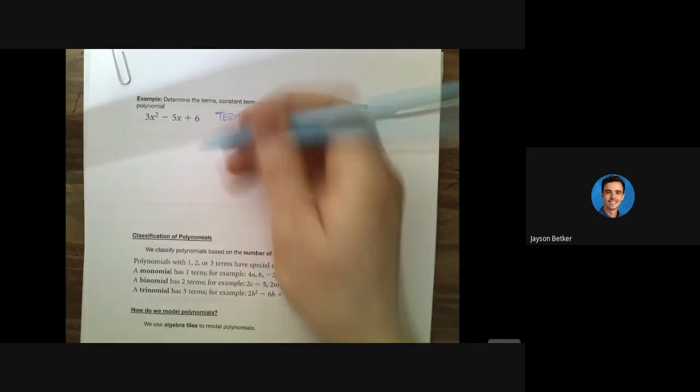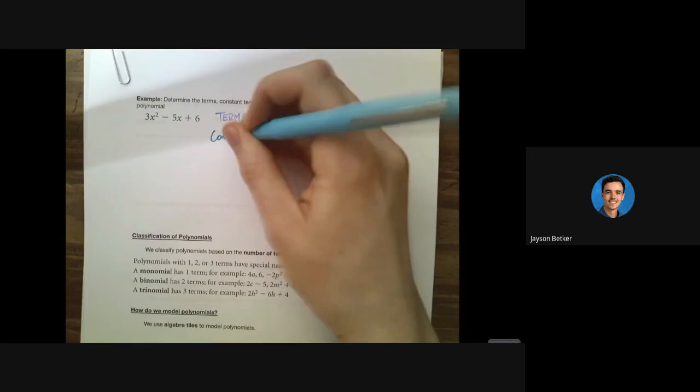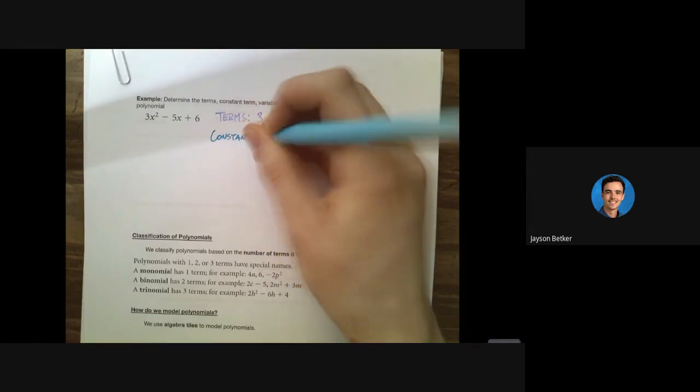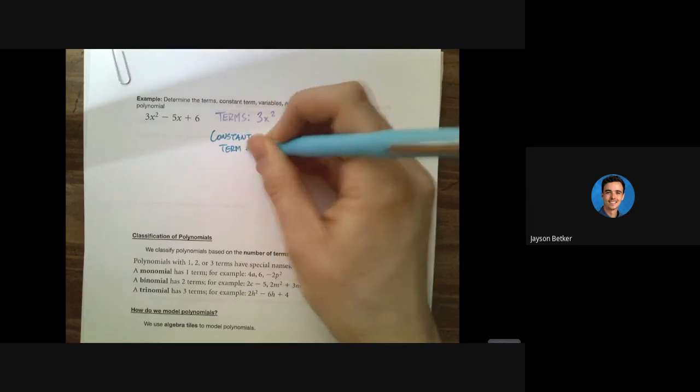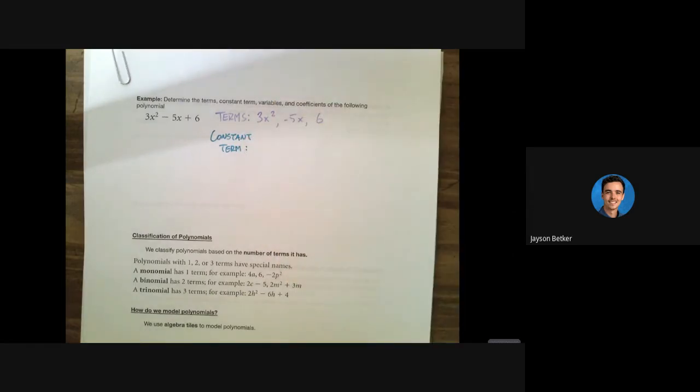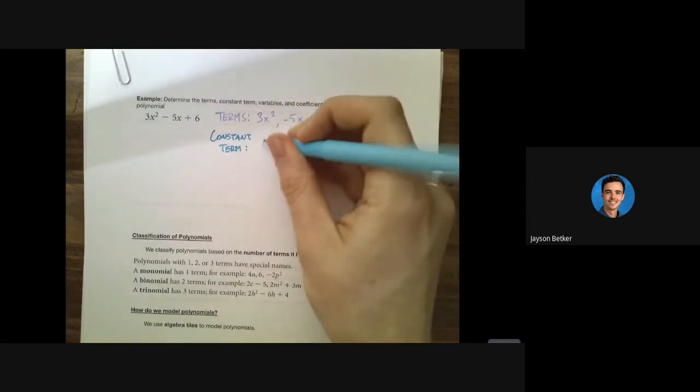What's the constant term? This one's pretty straightforward. The constant term is the one that doesn't have the variable inside of it. That's 6. That's the one that doesn't have the x attached to it. It can't ever change. It's always going to be 6.